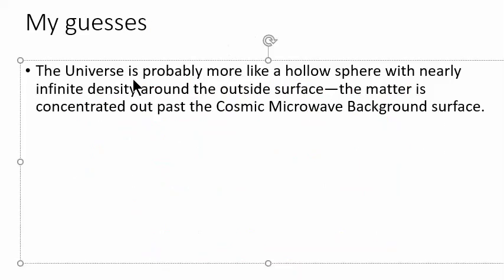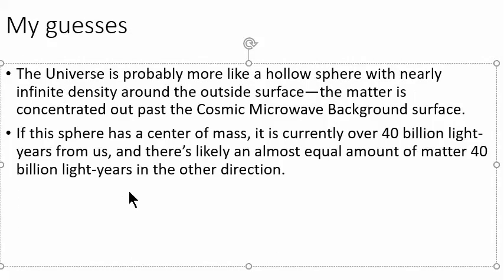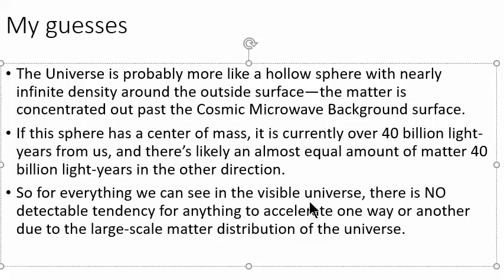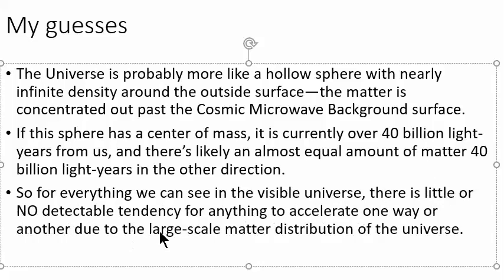So my guess is that the universe is probably more like a hollow sphere with nearly infinite density around the outside surface, that the matter is concentrated out past the cosmic microwave background surface. If this sphere has a center of mass, it is currently over 40 billion light years from us, and there's likely almost an equal amount of matter 40 billion light years in the other direction. So for everything we can see in the visible universe, there is little, let's say little or no, detectable tendency for anything to accelerate one way or another due to the large-scale matter distribution of the universe.